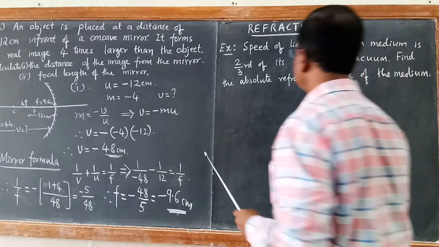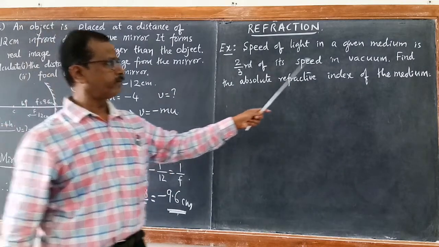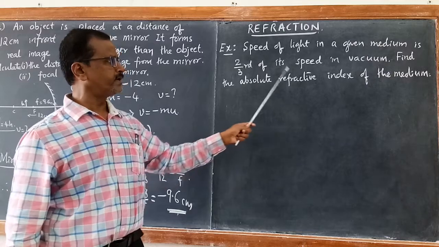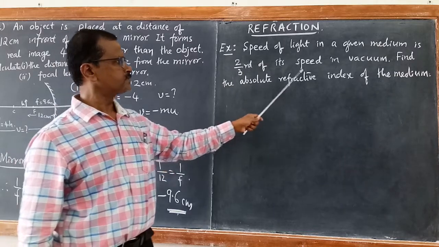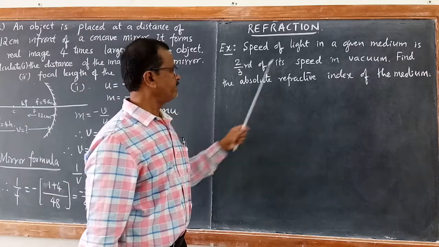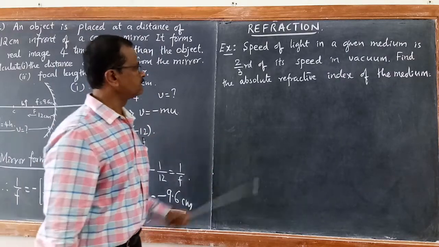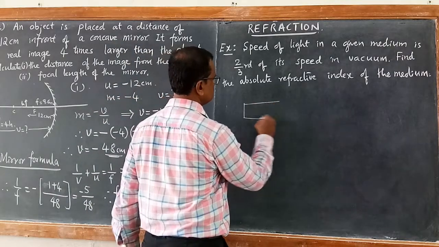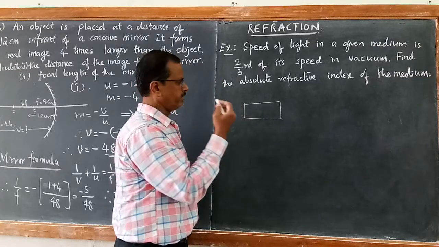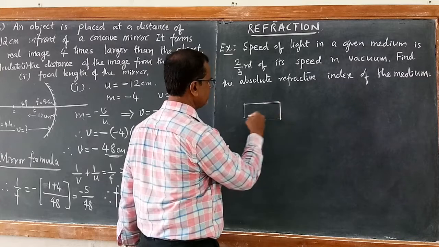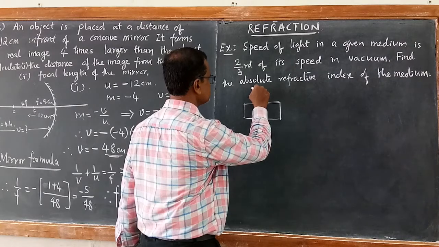Okay, let us solve a problem of refraction. Simple problem. Speed of light in a given medium is 2/3 of the speed of light in vacuum. Find the absolute refractive index of the medium. Problem is very simple. A medium is there. Let it be X. A medium may be glass or ruby or any other transparent medium. Speed of light in this, the light travels like this.